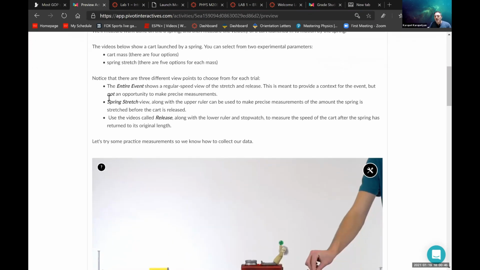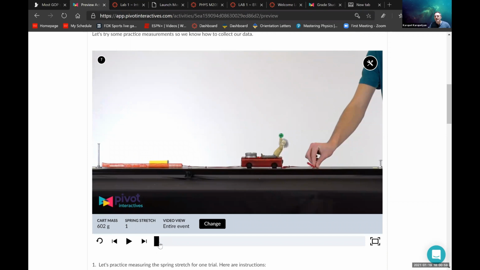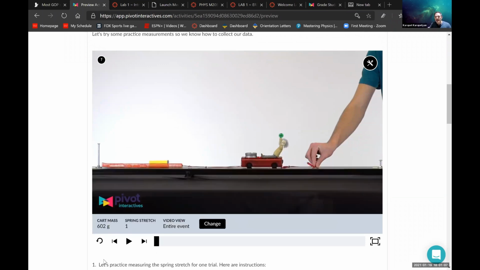We're going to then concentrate on 2 different videos, which is basically the video broken down into 2 parts. One is a spring stretch view. The other one is a release view. Because if you look at the entire one, you basically have both of them together. So for example, right now I have 602 gram spring stretch 1 and an entire event. So I'm going to load that and see what we have.